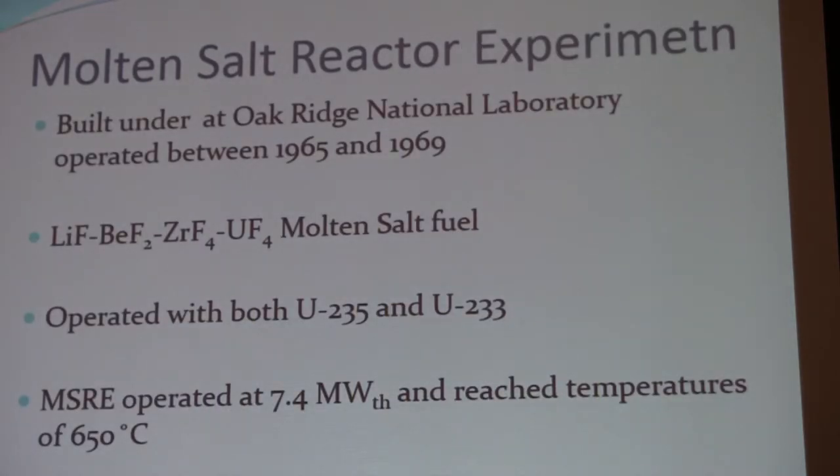There's been one really major molten salt reactor experiment in the United States. It was at Oak Ridge National Laboratory from 1965 to 1969. This was a reactor that used uranium as a fuel. And it was a 7.4 megawatt thermal reactor with a temperature of about 650 degrees C.